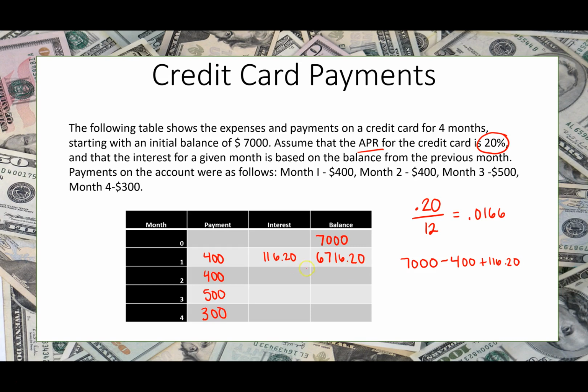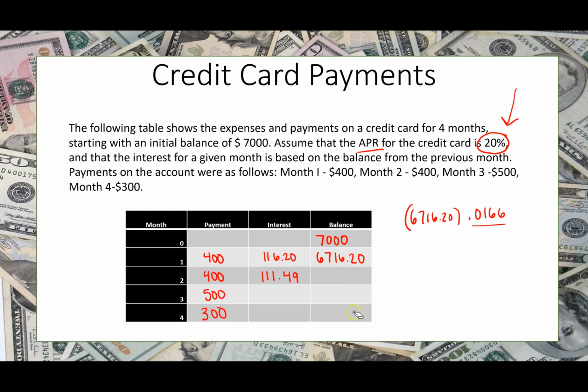All right, now I'm going to go ahead and calculate my interest. This time I'm going to take my new value, 6716.20, and multiply that by my 0.0166. And where did that come from again? That was 20% divided by 12, or 0.2 divided by 12. So let me do that. Okay, that's going to give me for month 2 an interest payment of $111.49.